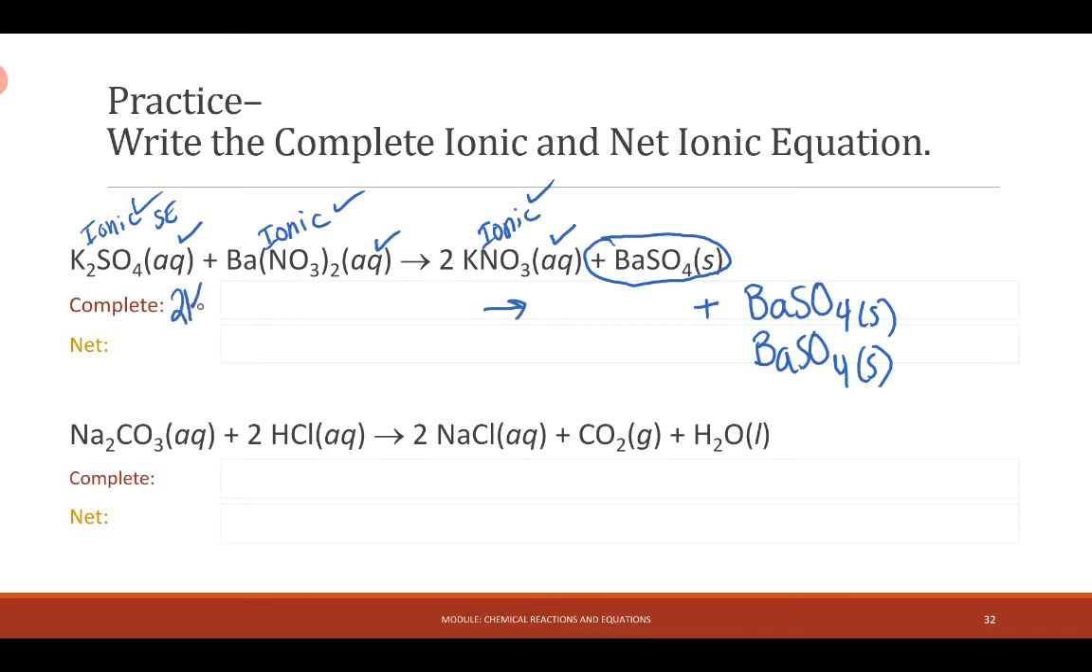My first compound will form two separate potassium ions and one sulfate anion. And then that aqueous applies to both. Now I have my barium cation. Barium is a 2+ cation. And now I'm going to have two separate nitrate anions. And then on this side, I have that 2, which is going to distribute out. And so that's going to be 2 potassium ions and 2 nitrate ions.